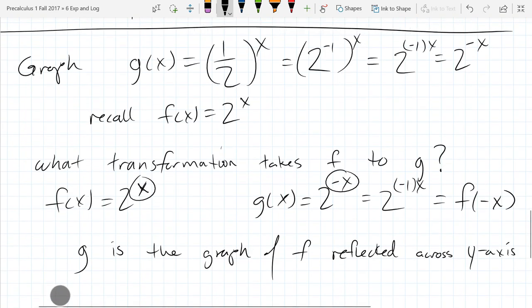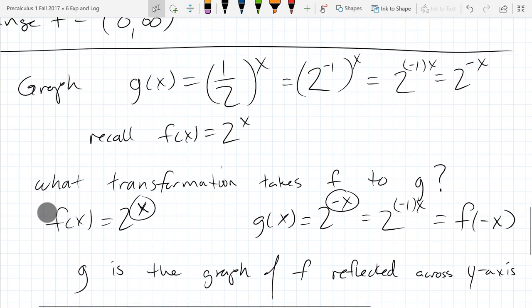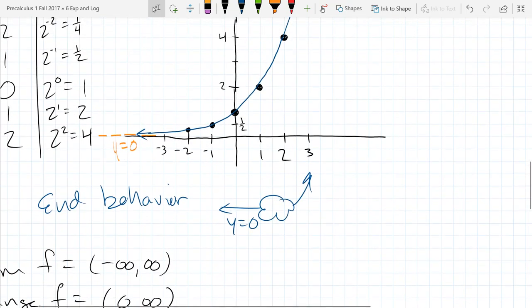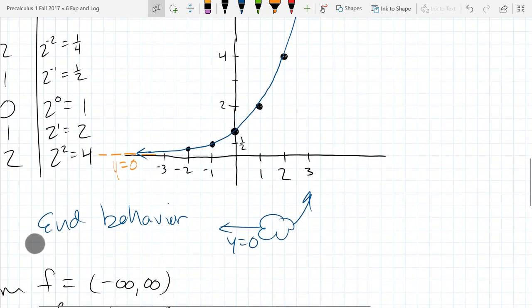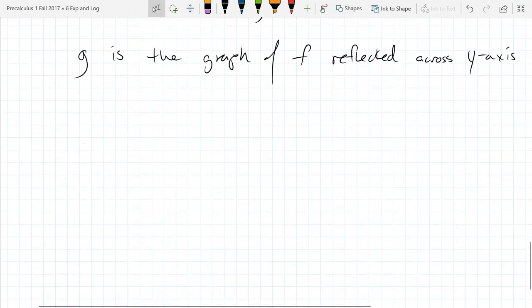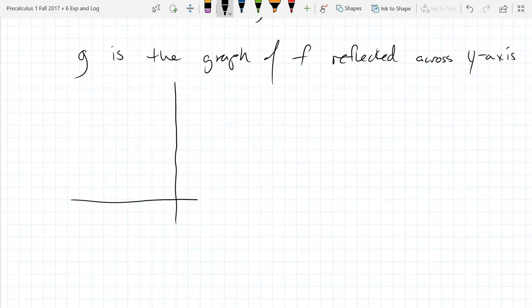And you can see it. g of x is f of negative x. You just take out x and put in negative x. And that's your g function. All right, so all we have to do is take that graph of f and reflect it across the y-axis. So we got the graph of f right there. Pretty easy to reflect across the y-axis. So go ahead and redraw that graph.